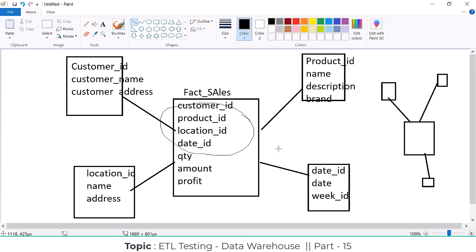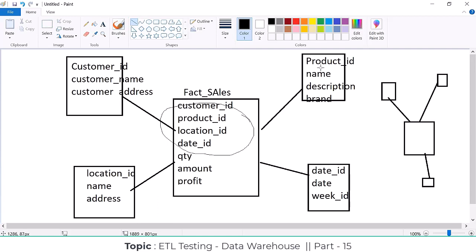Okay, that is the star schema: what is the star schema, the advantages of the star schema, and the disadvantages of the star schema. Next, come to the Snowflake schema. The Snowflake schema is nothing but an extension of the star schema. Whatever issues are there in the star schema, we are going to overcome in the Snowflake schema.